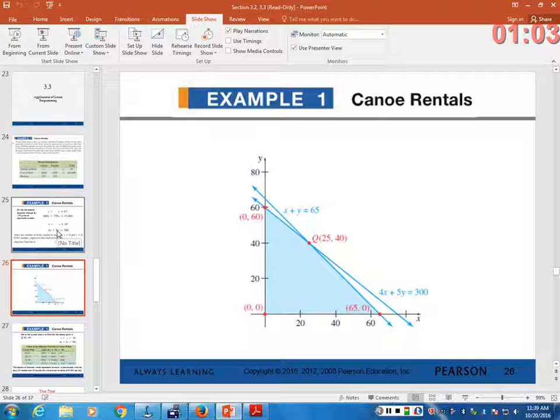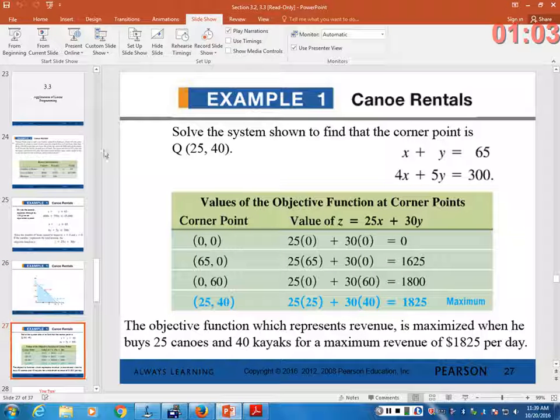So now that we have the feasible region, we know that our corner points are (0, 60), (25, 40), (65, 0), and (0, 0), because the feasible region is all towards (0, 0), as it turns out. So all we need to do then is list the corner points and plug in the different values of x and y into the equation for revenue. And of course, (0, 0) means you don't make anything. So we don't want that, but we want to maximize the revenue.